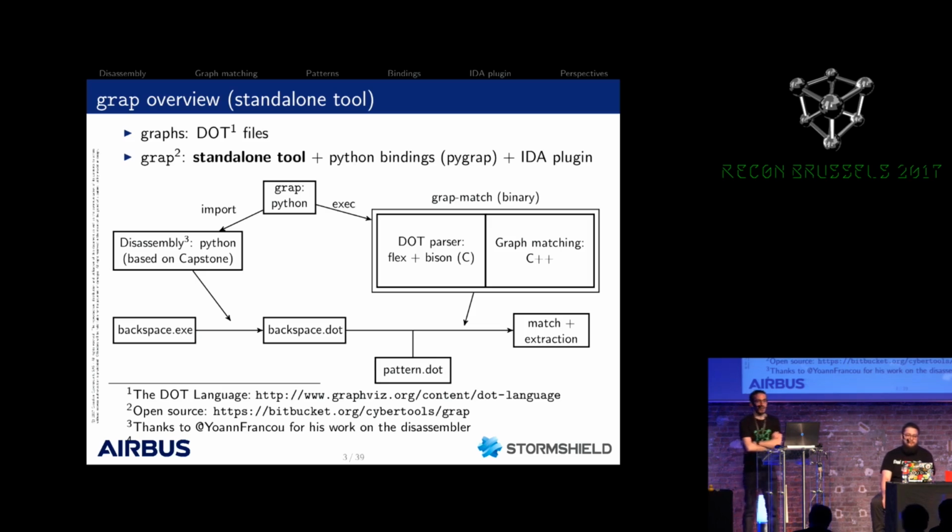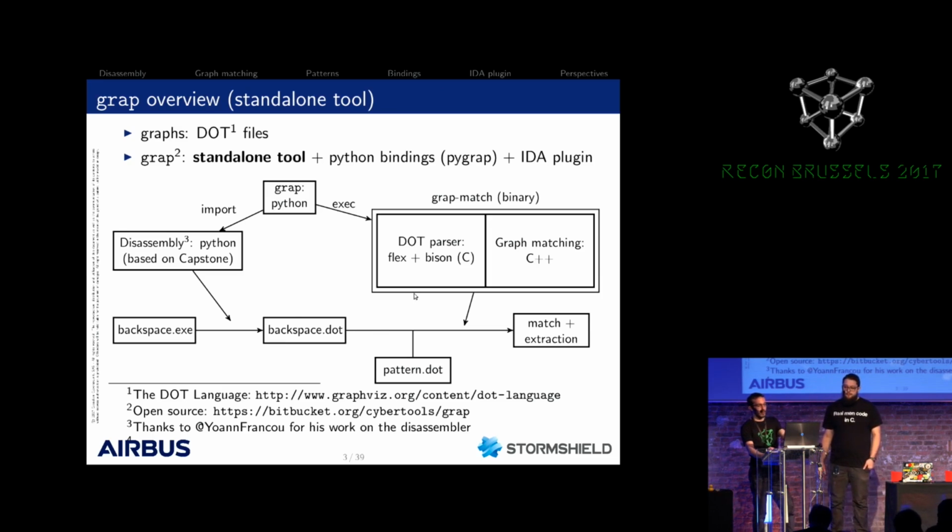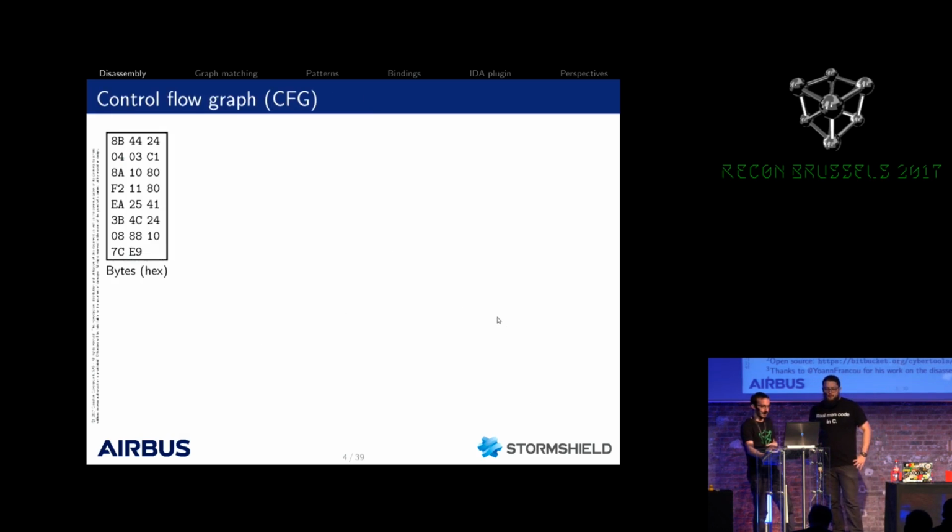So a typical workflow for our analysis with GRAP will be to write patterns. So that's what we have here, pattern.dot. So you will write a pattern for Backspace. Then you want to analyze backspace.exe. So you give it to the disassembler that will give you a backspace.dot, which is the disassembled part as a graph. And then you will give the pattern and the disassembled graph to the graph matching library that will give you matches and extract the instructions that you were interested in.